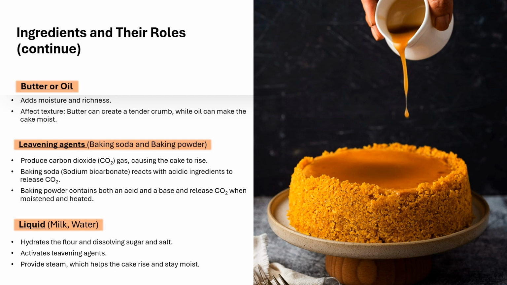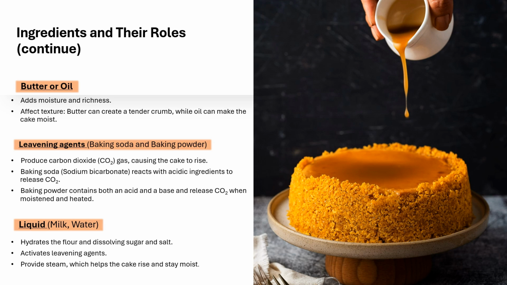Baking soda, chemical name sodium bicarbonate, reacts with acidic ingredients to release carbon dioxide. However, baking powder contains both acid and basic components, and it releases carbon dioxide when it moistens and heated. And it releases carbon dioxide when it is combined with wet ingredients and heated.